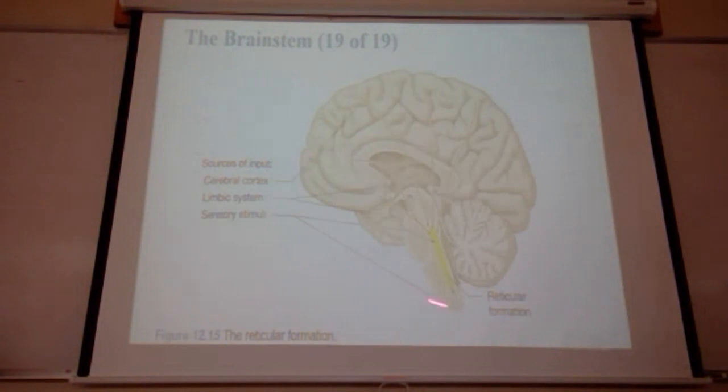And again, here is a cross-section of the brain, the reticular formation. Signals are coming in here, and signals are coming in here, here, here. So you have the cerebral cortex bringing in things, sensory coming in, and the limbic system bringing signals in.